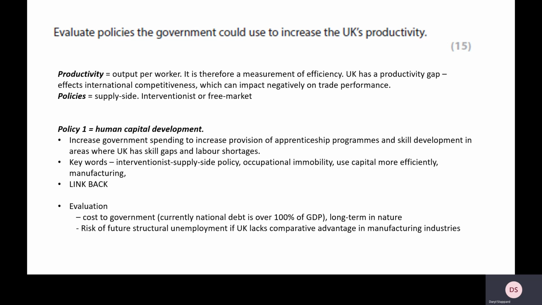What that will then do is lower our international competitiveness, because it raises unit labour costs of production, and that can then impact negatively on trade performance. I'll briefly mention the policies. The policies that we would use to improve productivity would be supply side policies, and these could be either interventionist or free market policies.